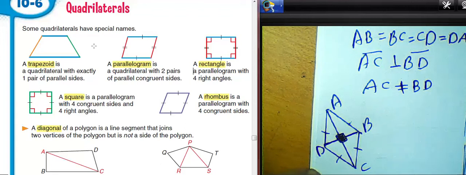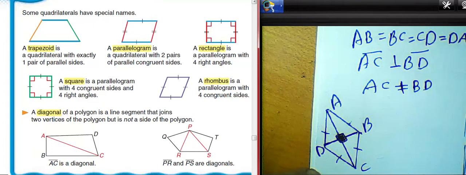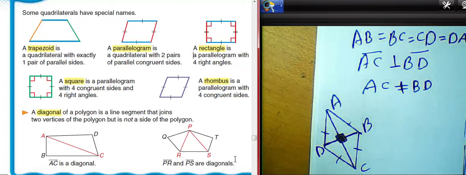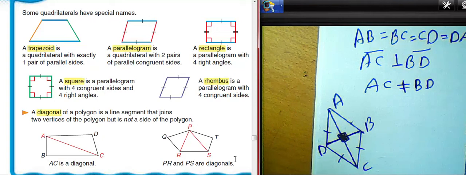And what about a diagonal in any quadrilateral? A diagonal of a polygon is a line segment that joins two vertices of the polygon but is not a side of the polygon. Look here on the left hand side. AC is a diagonal, and here BR and BS are diagonals. Okay, you must write all these properties in your notebook and pay attention to all the examples.